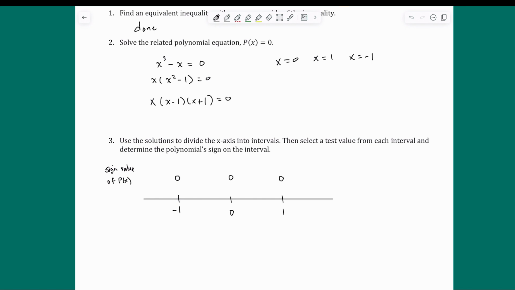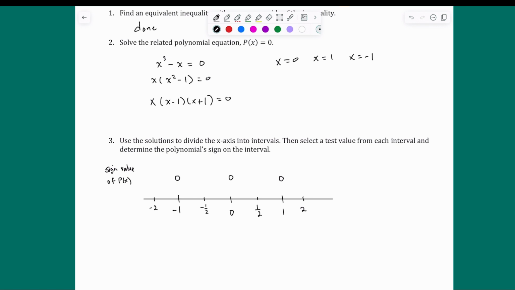And then I choose a test point, so something to the left of negative 2, or any value in the interval from negative infinity to negative 1. So I'm going to choose negative 2 there. And in the interval between negative 1 and 0, choose another test point. I'm going to choose right in the middle there, negative 1/2. And then between 0 and 1, I'm also going to choose positive 1/2, the number right in the middle. And then from 1 to infinity, I'm going to choose positive 2 again. Okay, so let me rewrite that there.